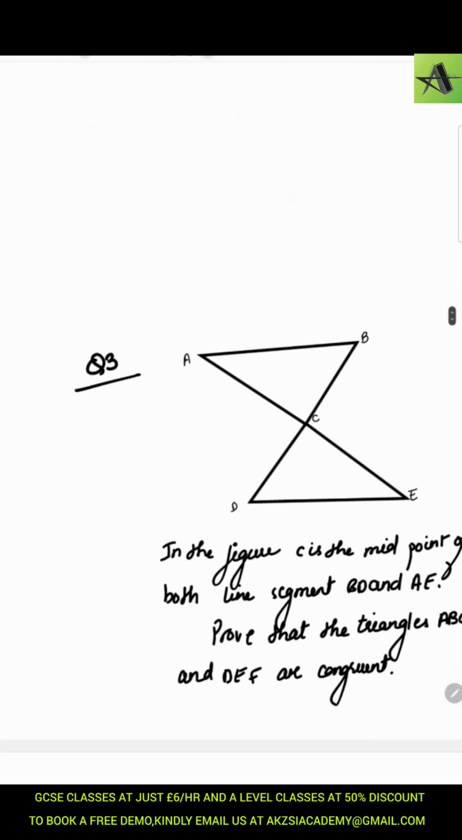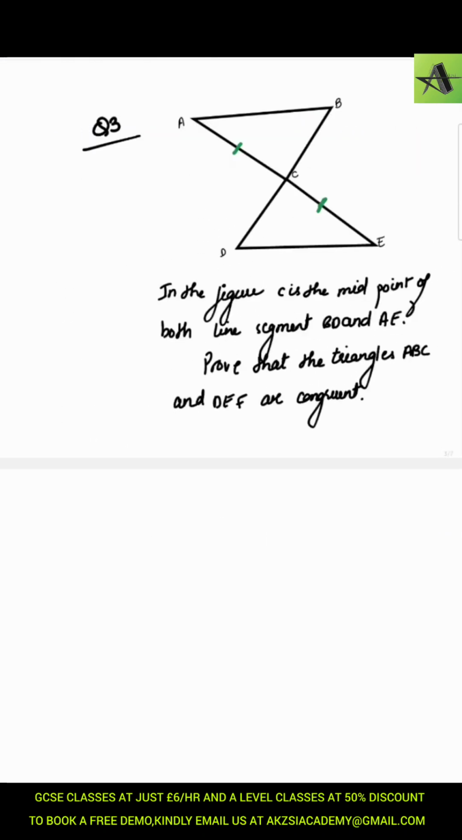Moving on to the third question. Question 3 says, in the figure, C is the midpoint of both line segments AE and DB. Prove that the triangles ABC and DEF are congruent. Whatever they're asking you to prove, you just have to compare them. Here they are saying that triangles ABC and DEF are congruent, so you have to write that down as triangle ABC and DEF. I need to compare them. That's it.